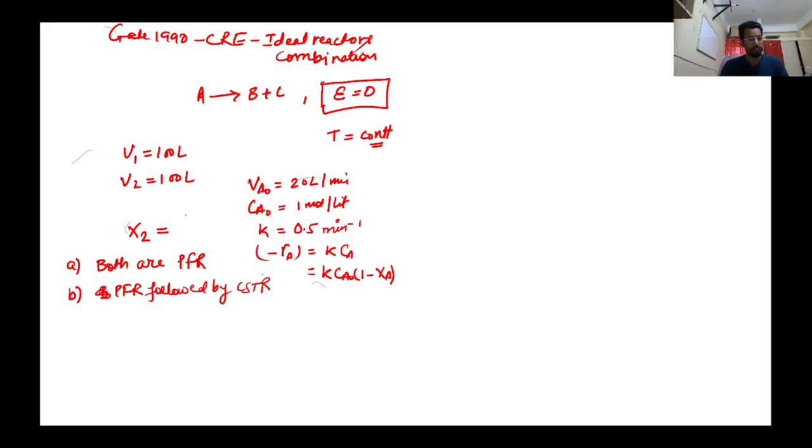Without going into the question, we will see the profiles of both reactors when they are connected in series. First we have the PFR. Both are plug flow reactors. This is V1, and we have another plug flow reactor of volume V2, connected in series in the first part.